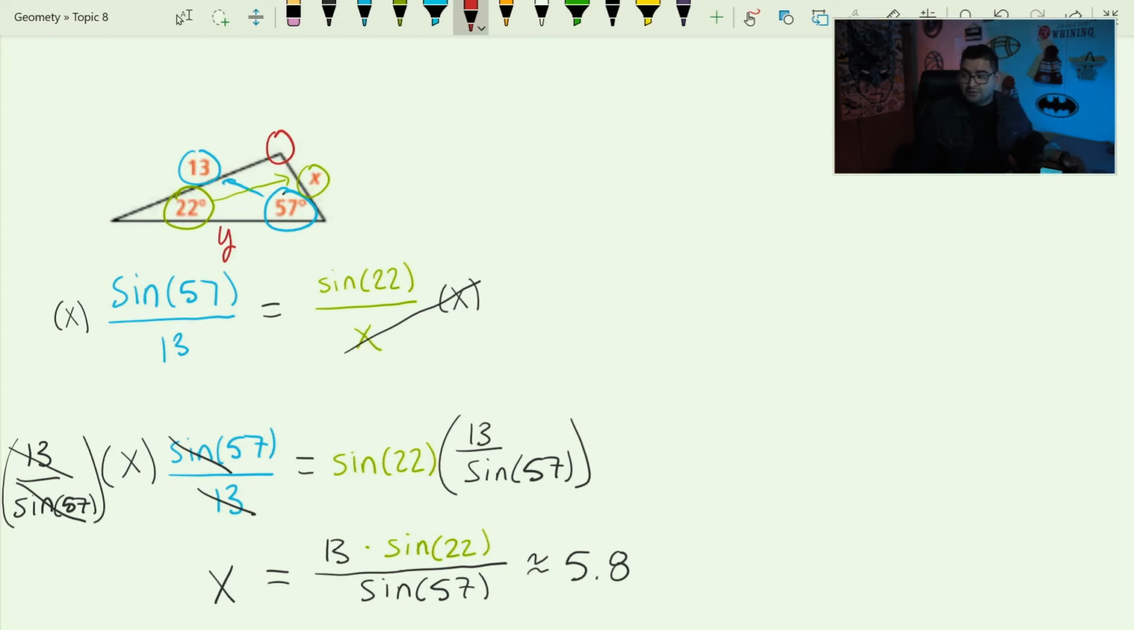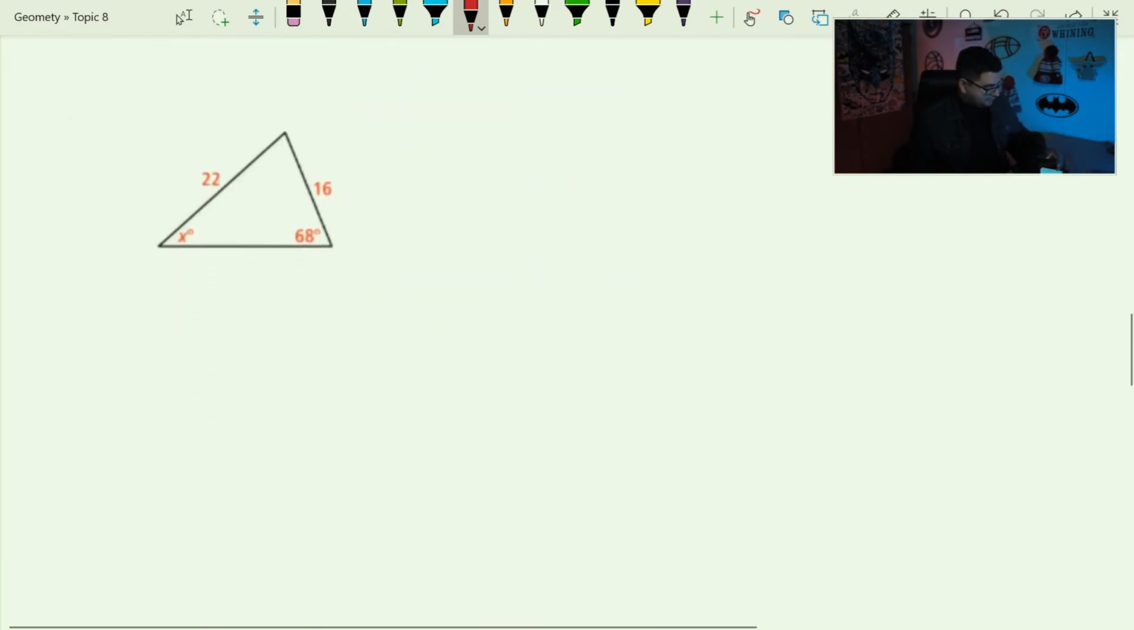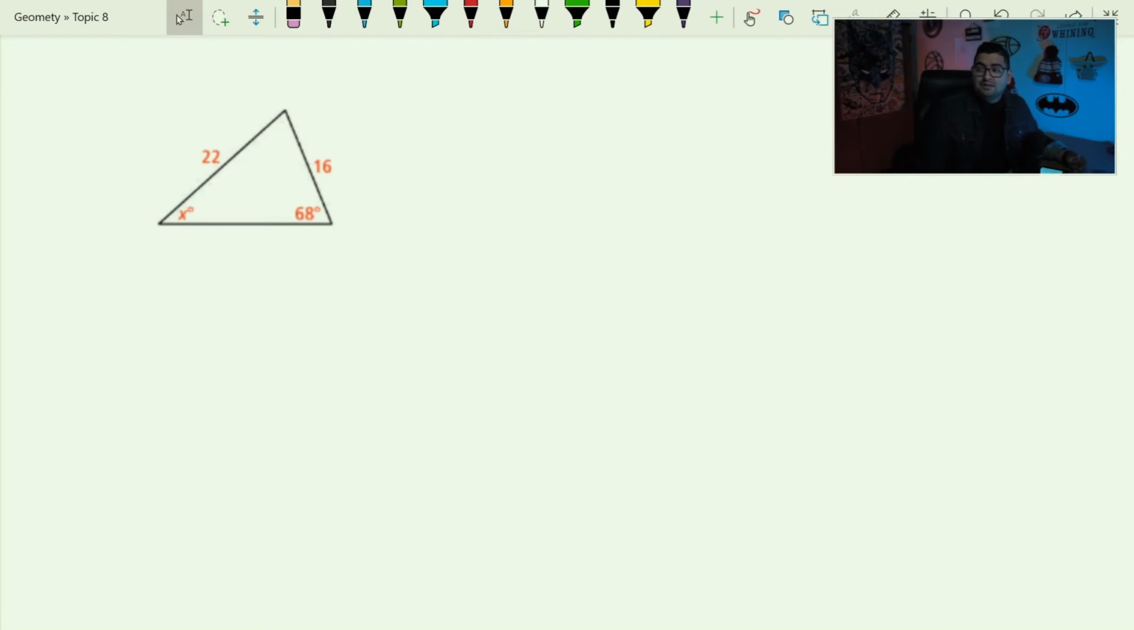Right now what we're going to do is look at another example of using the law of sines, but this time we're going to try to solve for the missing angle. Okay, so here I have another triangle. Now, instead of missing a side length, we're missing an angle. So let's go ahead and figure this one out.